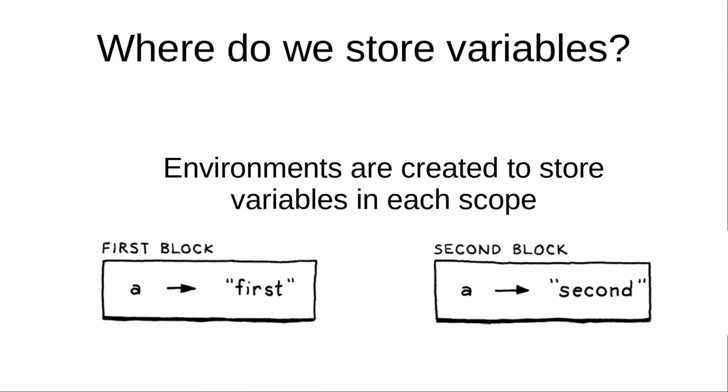Now let's talk about how we're actually storing variables, because previously we didn't really have the ability to do that. But now we're going to have to. We're going to create environments. Environments are created to store variables in each scope. For example, if we have one block here where A is first, it'll be different from a second block where A refers to second.